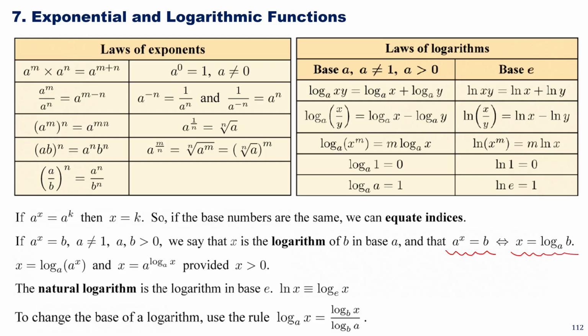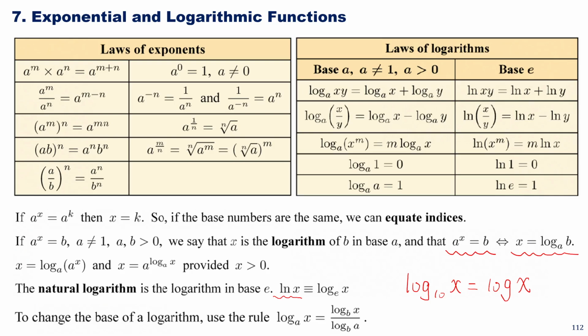And the natural logarithm is the logarithm in base e. For example, if you have log base e of x, usually we write this as ln x. And another commonly used logarithm is log base 10. Log base 10 of x can be written as log x. You can just skip the base number if the base number is 10, right? And last, we have the change of base formula. If you have log base a of x, then that can be rewritten as log base b of x over log base b of a. You can change the base from a to b.